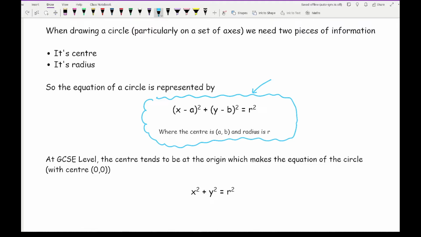Now at GCSE level, the center tends to always be the origin of the set of axes, which makes the equation of the circle with center 0, 0. So when the center is 0, 0, then these brackets are basically just going to be x and y respectively. So therefore, what we've then got is this formula here, which is the equation of a circle when the center is at the origin, or at the coordinate of 0, 0.